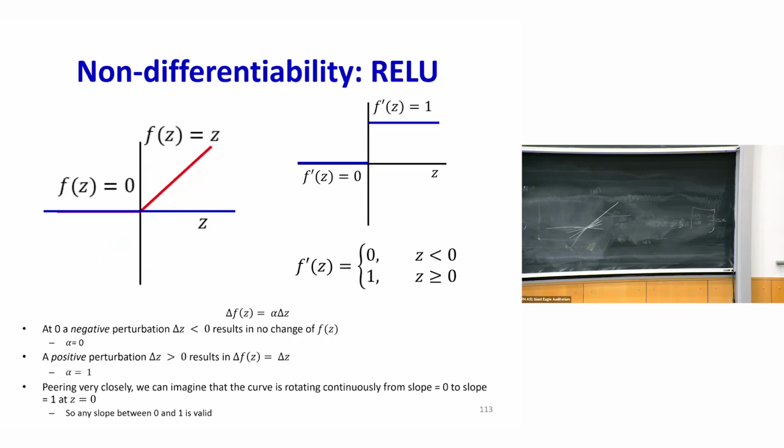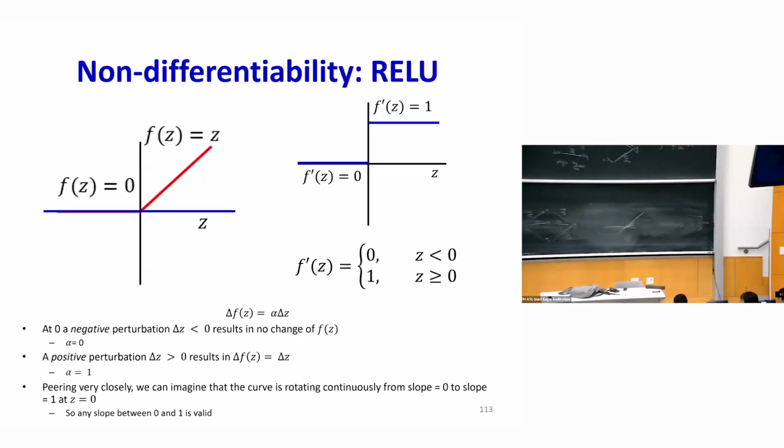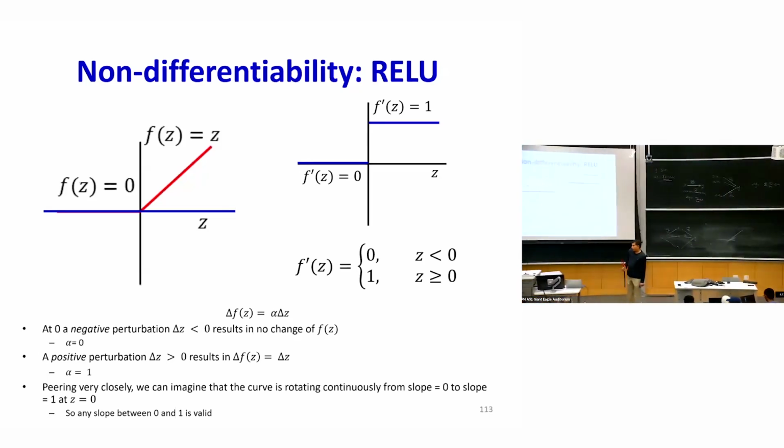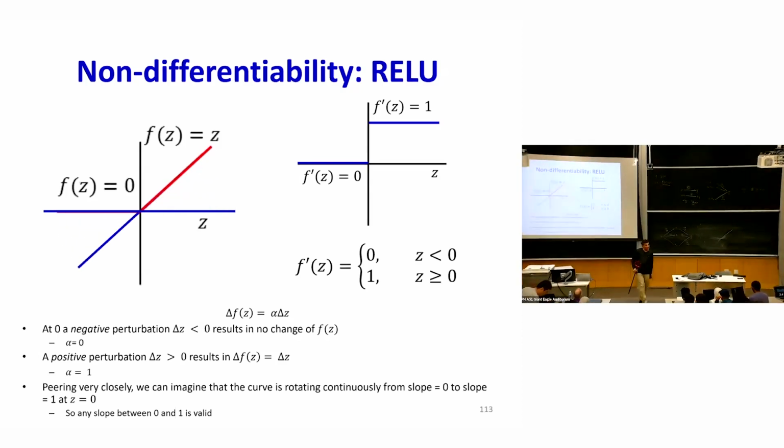Will a small perturbation in the input z change y? So what will the slope be? If you're arriving from the right, will a small increase of z increase y? And what's the slope? And so you've gone suddenly from slope 0 to slope 1, but you can think of the function as rotating instantaneously from a slope 0 to slope 1.